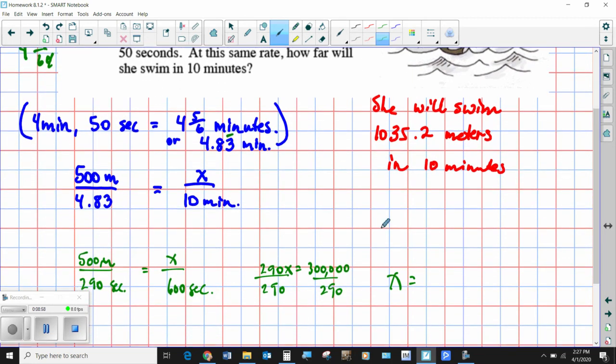And here you see my other work down below. Cross multiply, you're going to get 4.83 times x is going to be equal to 5,000. And then when you take and divide 5,000 by 4.83, you'll get this as your answer.